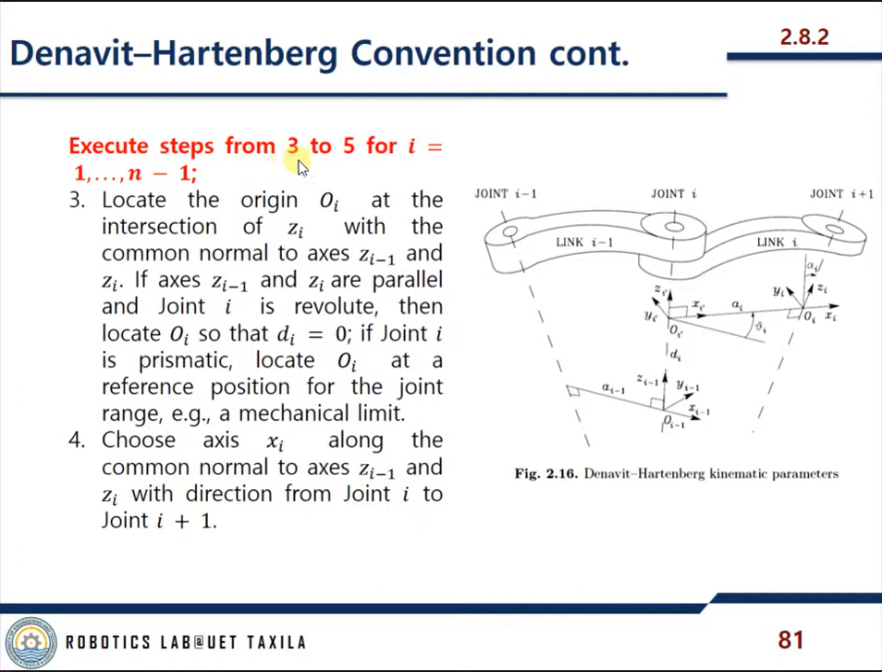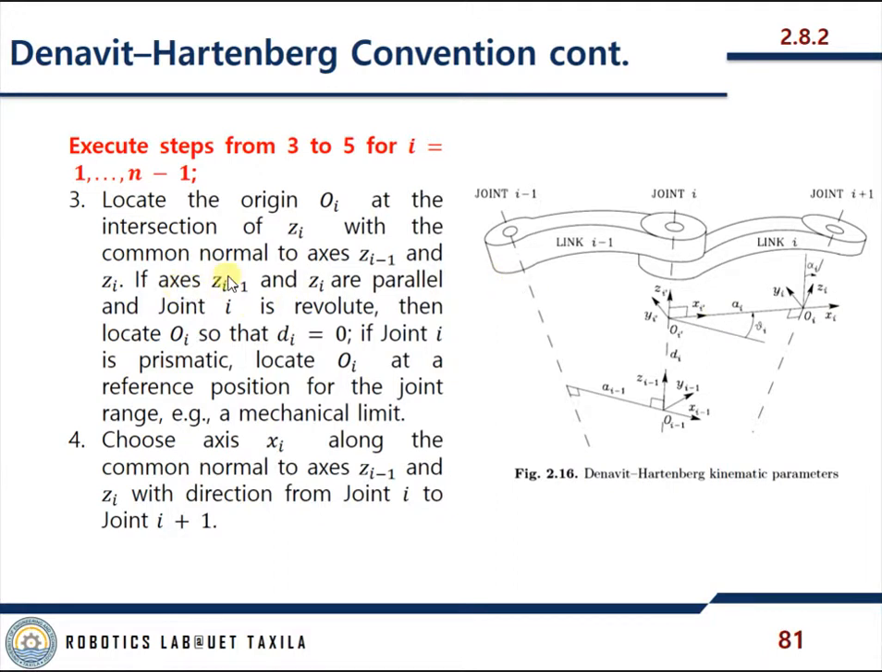Now execute steps 3 to 5 for i, joints from 1 to n minus 1. So this is axis I to I minus 1 and to n minus 1. Locate the origin Oi. First of all, locate the origin Oi at the intersection of zi, this one, with the common normal to axes zi minus 1 and zi. So this is my zi minus 1, and the common normal is this one.